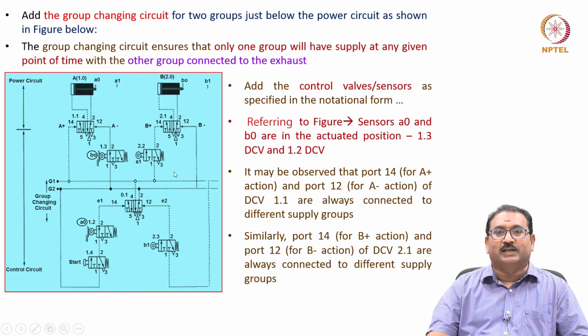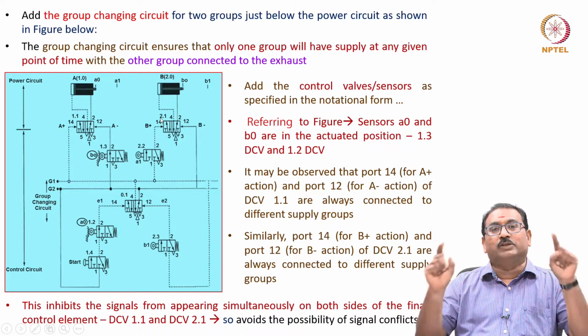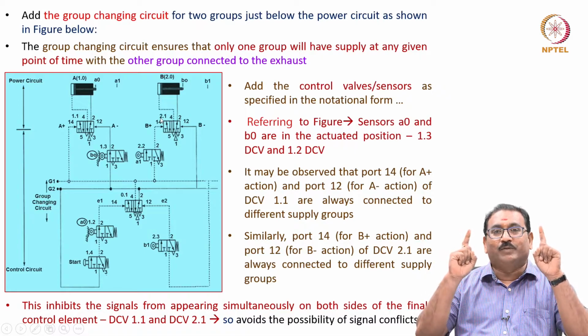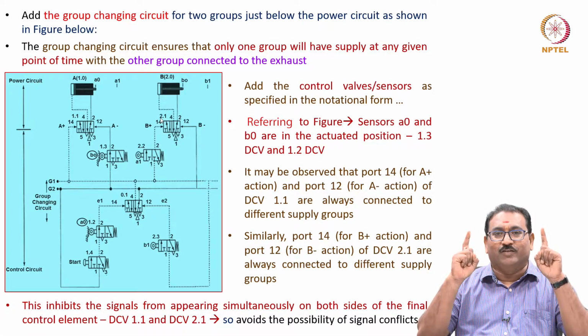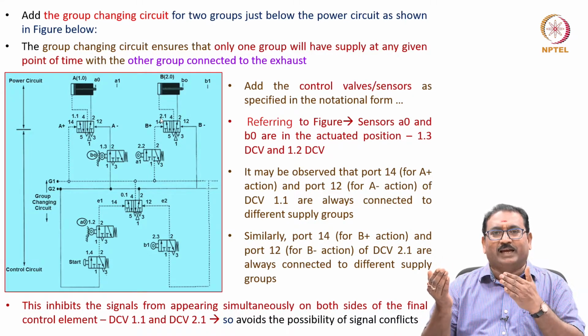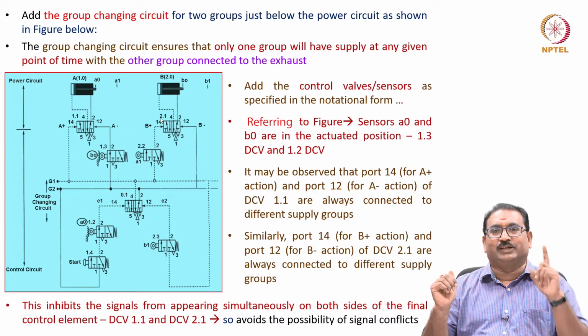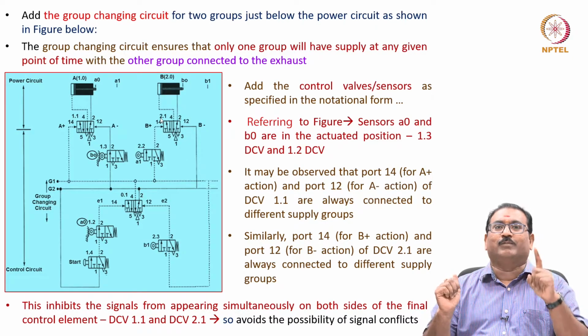Where to connect, you will understand this, friends. This inhibits the signals from appearing simultaneously on both sides of the control elements 1.1 and 2.1, because both are in different group changing circuits, G1 and G2. Here, when you do like this, if G1 is active, you need not worry, the cylinder extensions and retractions are not in the same group. Remember, that is one of the important things you have to remember in the cascade method.